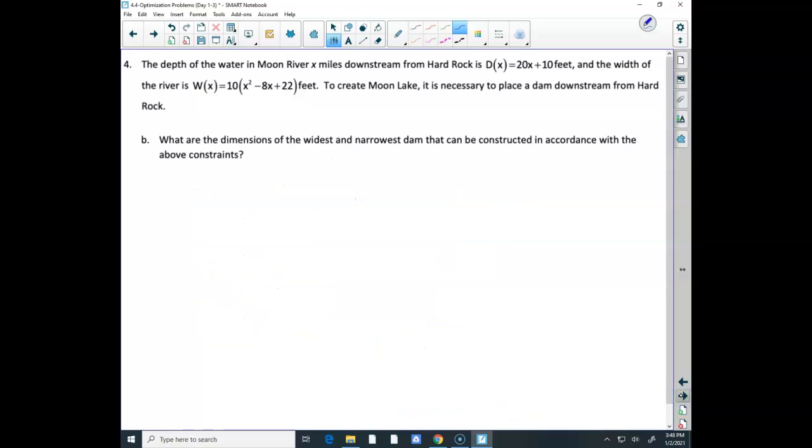And what are the dimensions of the widest and narrowest dam that can be constructed in accordance with the above constraints? Well, remember our constraints are right here, to where that's 5. So I have to be between 0 and 5 miles down the river. Well, the widest. So I'm going to take my width of the river. If I want to take W of x and I want to optimize, 10 times x squared minus 8x plus 22. I'm trying to optimize. I want to find the widest and narrowest dam.